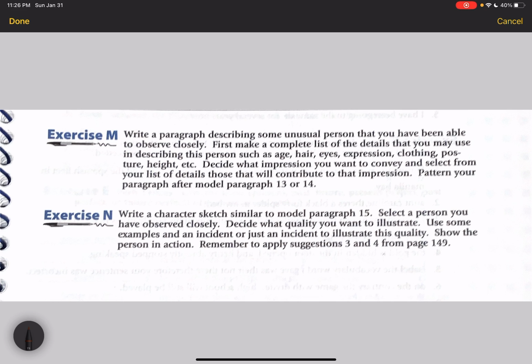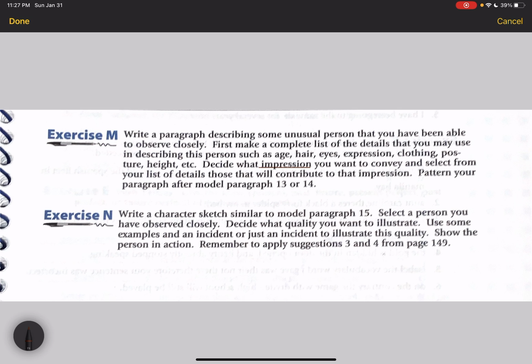Okay, so if you choose this option, you're going to describe the person primarily physically with these descriptions about age or hair, etc. Make sure that you are deciding on an impression you want to make and then using your details to support that impression you want to make.